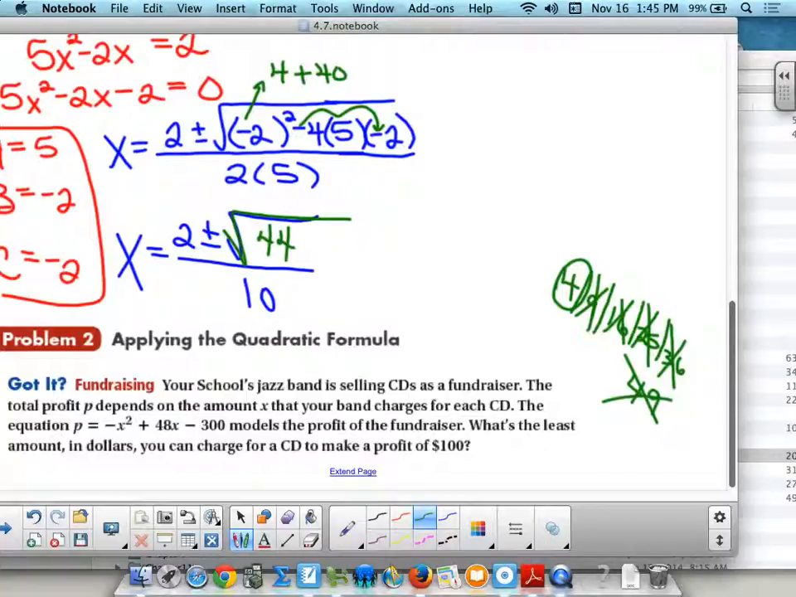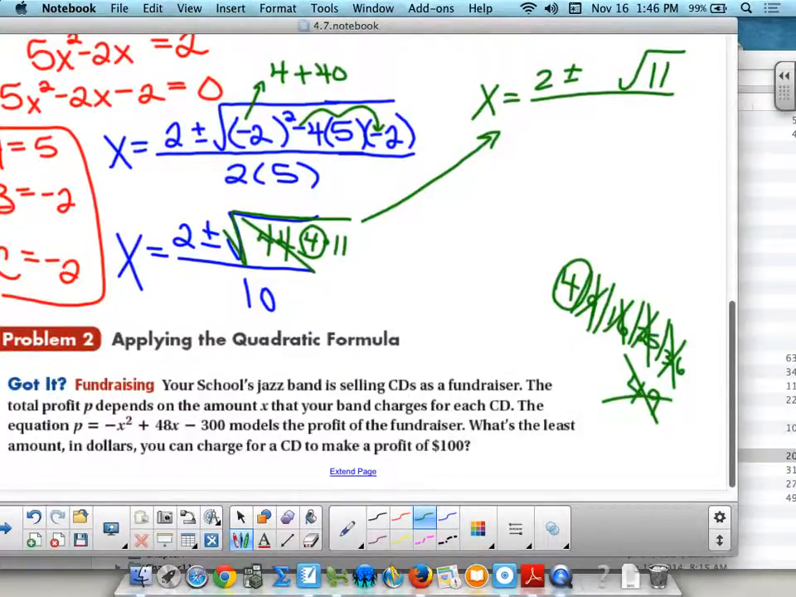So how can I rewrite this? 4 times 11. Okay. And the reason you did it is because you know the square root of 4, it's what? 2. So here I go over here. So it becomes x equals 2 plus or minus 2 square root of 11, right? Over 10.